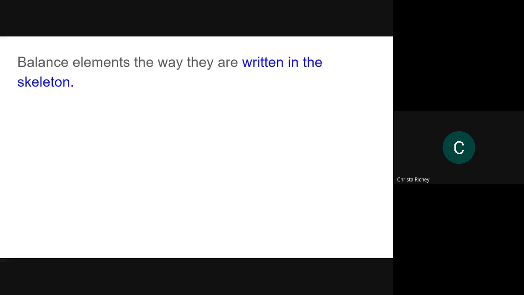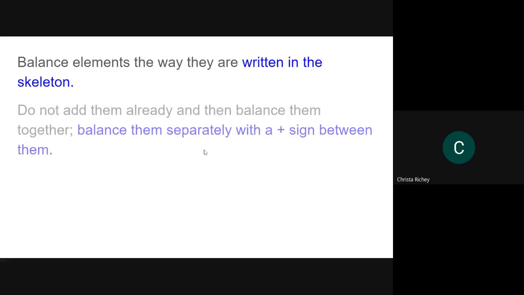And then you go back and you pay attention to the subscripts to identify how many you have of each. So not only do we work from left to right, but we work from top to bottom because that is the way that we read things with English. Once again, don't add multiple sources of elements already. Separate them with a plus sign if there is a plus sign either on the reactant or on the product side.